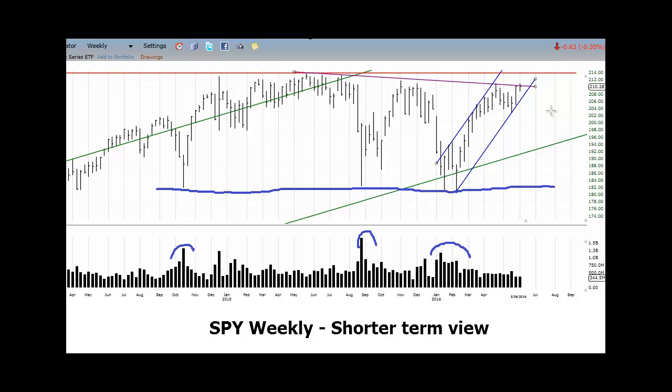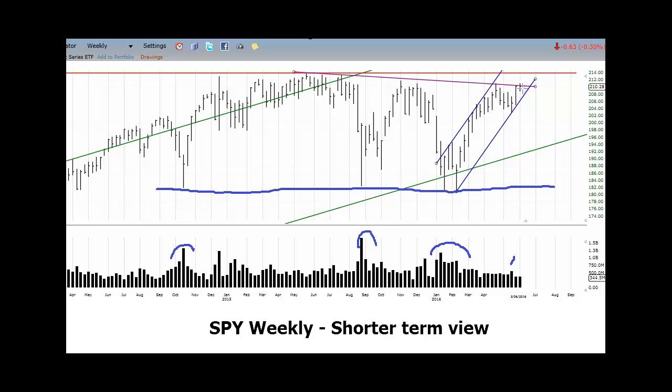Okay, now this week I've moved the channel lines here to broaden them out, taking in this swing low that occurred a couple of weeks ago. We can see that we had some good volume coming in on that bar there, and the subsequent rally thereafter.